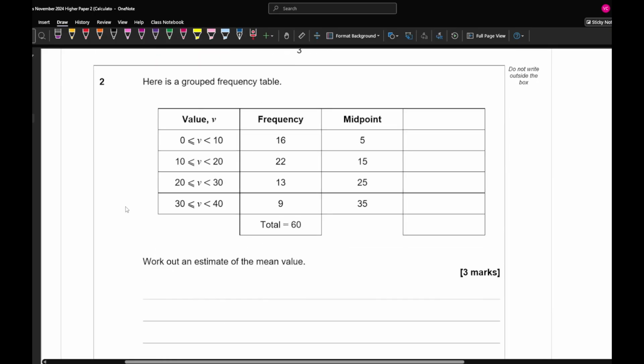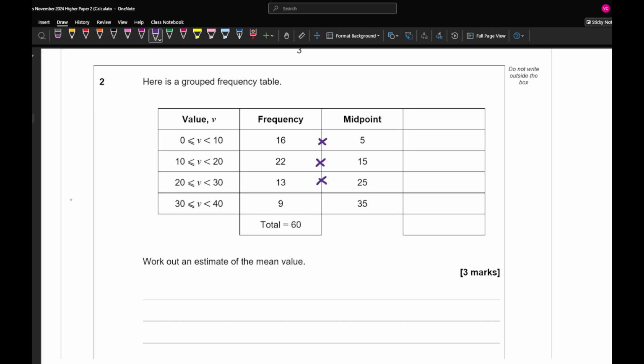Moving on to question 2, it says here is a grouped frequency table, and it says work out the estimate for the mean value. Now to work out the mean value from grouped data, we need to multiply the frequency by the midpoint, and that will give us our fx values. So 16 times 5 is 80, 22 multiplied by 15 is 330, 13 times 25 is 325, and 9 times 35 is 315.